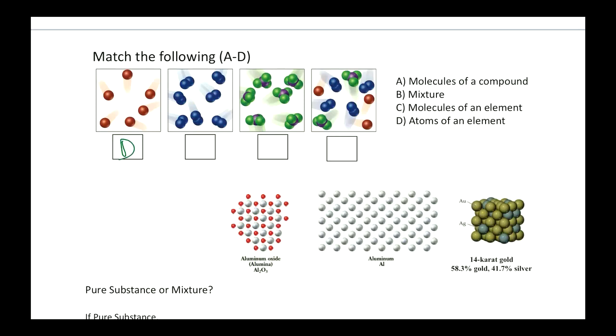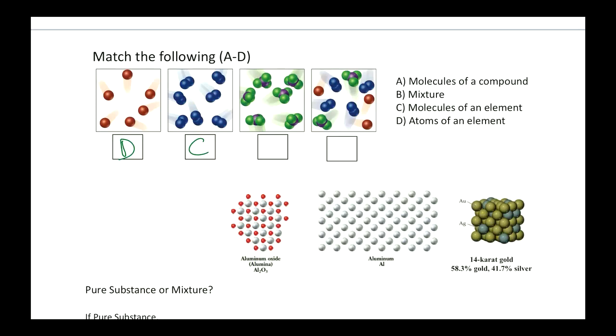We know it's an atom. What's the giveaway? Just one ball. Yes. And so if it's one ball, it's an atom. It has to be an element off that periodic table. Okay. What about this guy? C. Yes, this is molecules of an element. So C and D, those ones are commonly mistaken. Atom, one ball, versus molecule, more than one atom bonded together. All right?